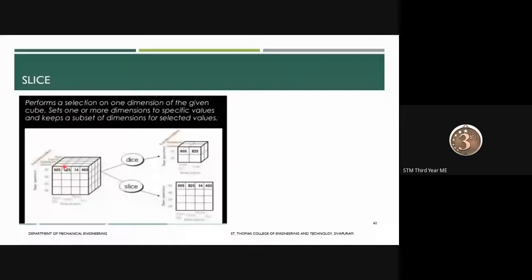Such a thing is also being done here. The whole cube is being broken down into smaller cubes. So you can see here 605, 825, and from this cube only 4 cubes are being obtained here. Slice was cutting off this section completely. So that is called dice.